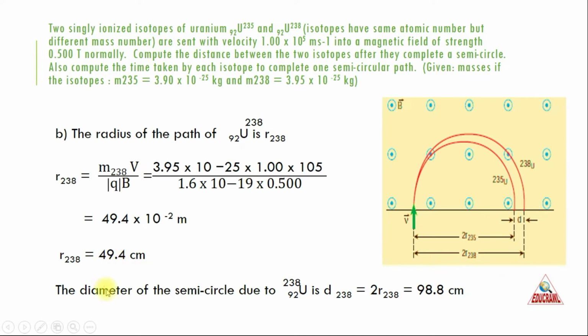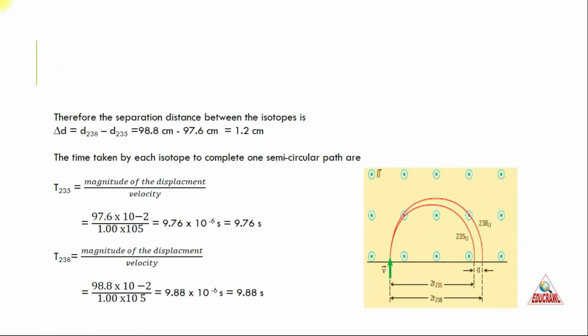This is the radius. So for finding the diameter, we have to multiply by 2. So the radius of 238 into 2 is the diameter of 238 isotope, which is 98.8 centimeter. So the separation distance between the two isotopes is del D is equal to D238, that is diameter of 238 isotope minus diameter of 235 isotope, which is equal to 98.8 centimeter minus 97.6 centimeter, which is nothing but 1.2 centimeter. 1.2 centimeter is the separation distance between the isotopes.